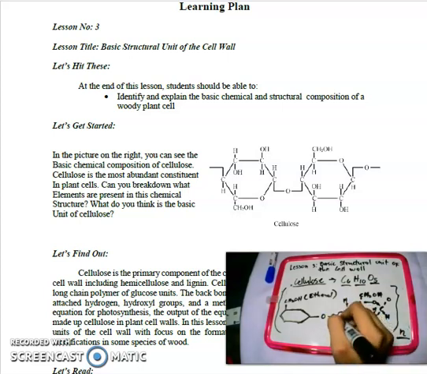So, this is the beta glycosidic bond. The linkage that connects two glucose molecules in a cellulose chain. Okay? Klaro na to ha?